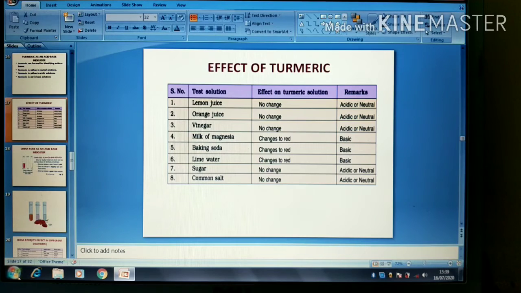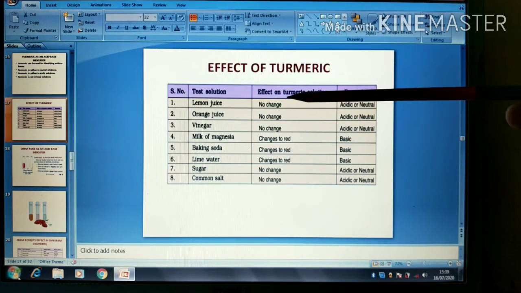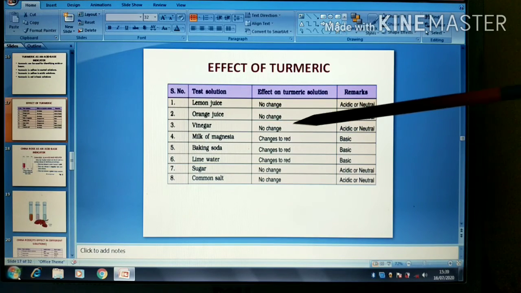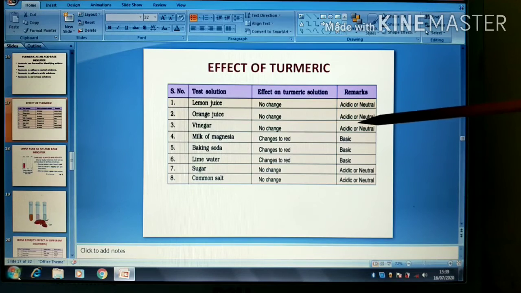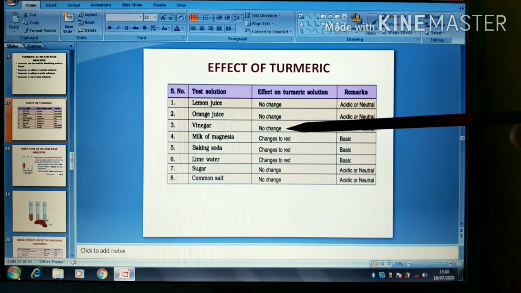Then the effect of turmeric on different types of solutions. For example, if we talk about lemon juice, the effect of turmeric on lemon juice, there will be no change. We can say the solution is either acidic or neutral because the color has not changed. Orange juice also, there will be no change in turmeric solution and we can say the solution is acidic or neutral. Vinegar contains acetic acid, and in acid we know that turmeric does not change its color, so there will be no change. The solution is acidic or neutral.